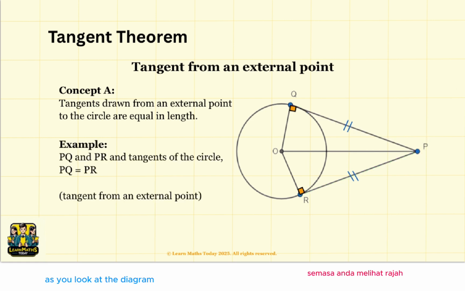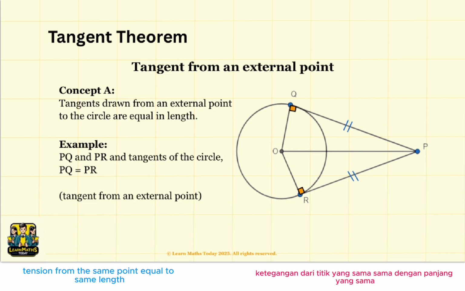As you look at the diagram, because they are tangents to the circle, there will be right angles where the tangents meet the circle. In this case, PQ equals PR, and you see the angle PQO equals 90 degrees and angle PRO is 90 degrees. To summarize, tangents from the same point are equal in length.